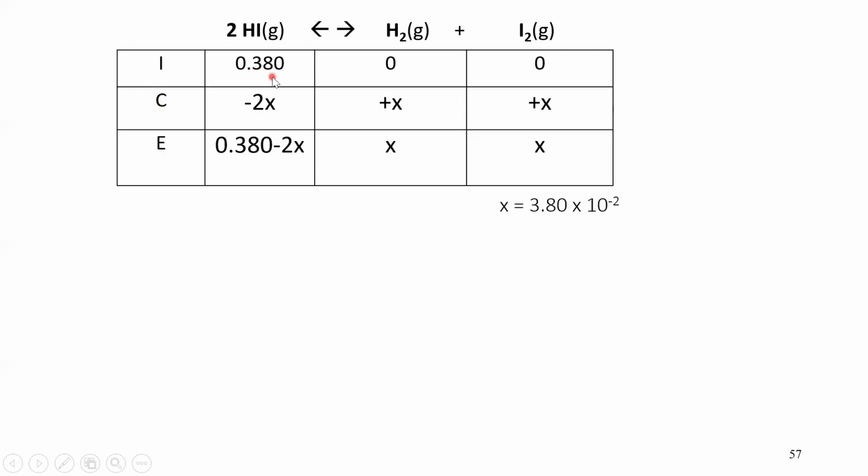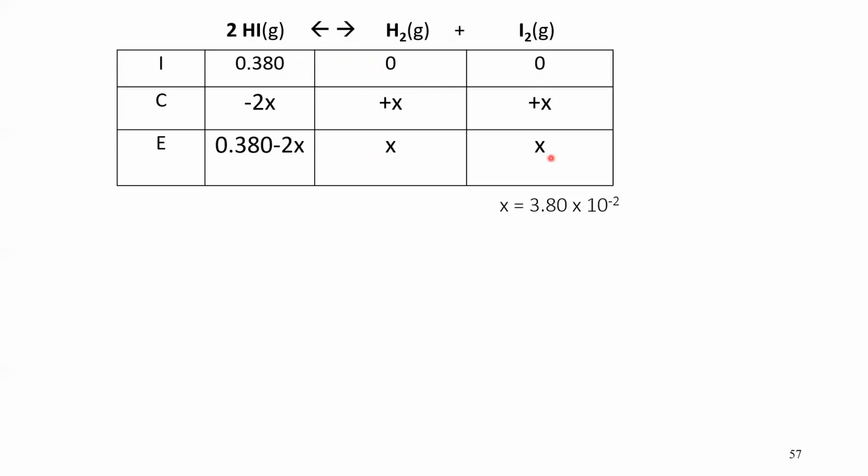So originally, we have 0.380 moles per liter of HI, and we don't have any hydrogen and we don't have any iodine. Based on the stoichiometry in the balanced equation, 2x of HI is going to react. The negative sign is because it's reacting. X amount of hydrogen and X amount of iodine are going to be produced. So at equilibrium, we're going to have 0.380 minus 2x, X, and X.